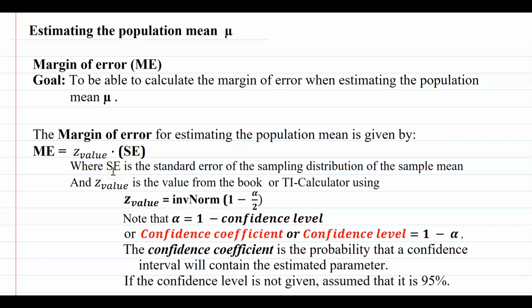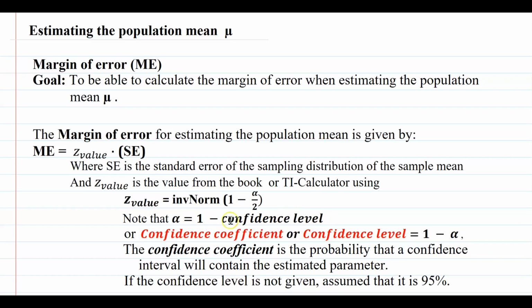We already know what SE is. This is the standard error of the sampling distribution of the sample mean. And the Z value is a value that you can get from your book or from your TI calculator using this command, inverse normal of 1 minus alpha over 2. Now, alpha is equal to 1 minus confidence level.